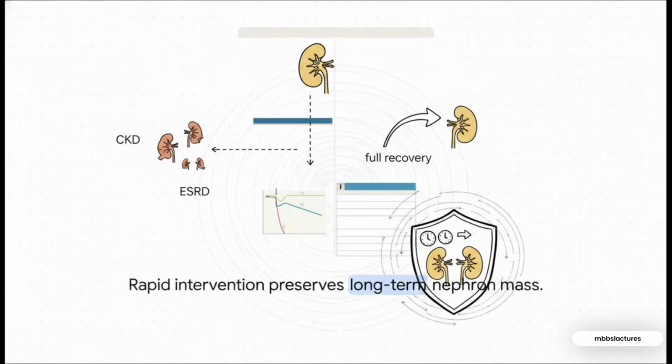It is vital to understand that an AKI is not just some temporary bump in the road. Following that initial insult, the natural history can range anywhere from a full recovery back to baseline to a progressive downward slide into chronic kidney disease or even end-stage renal disease. Even patients who seem to recover clinically can undergo maladaptive repair. That means rapid, evidence-based intervention early on in the disease course is absolutely essential to preserving their long-term nephron mass.